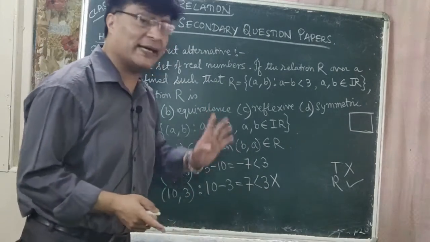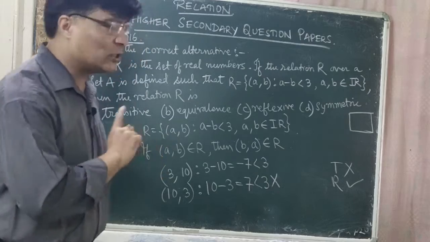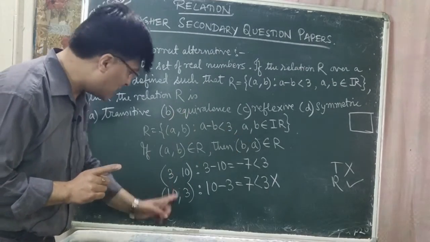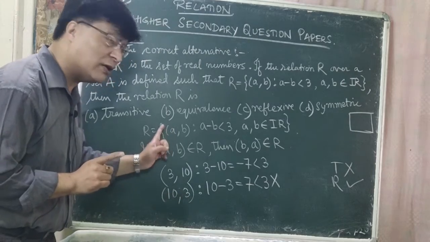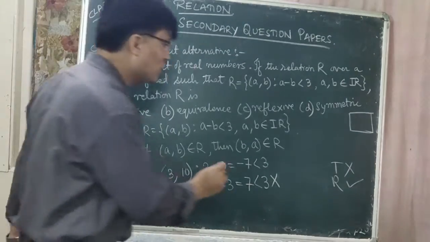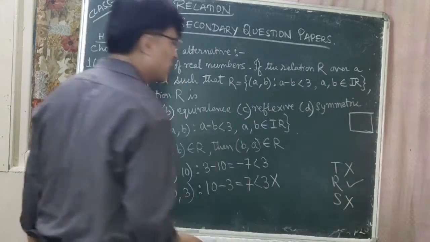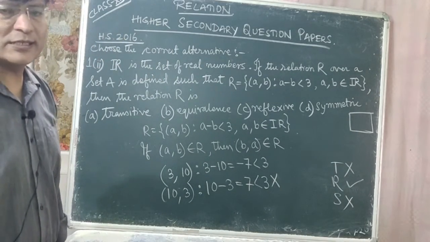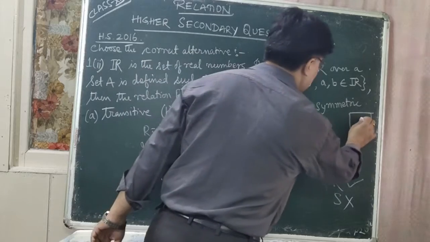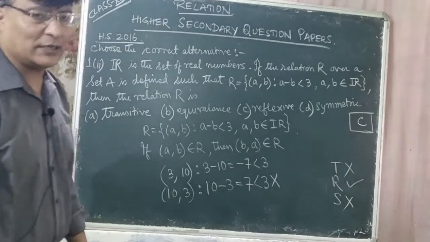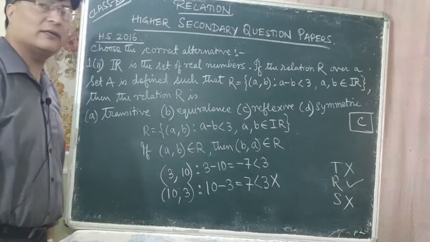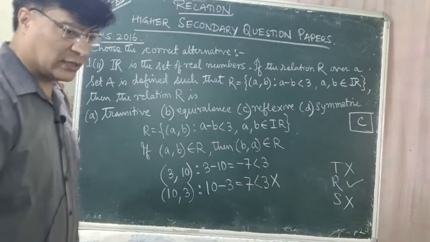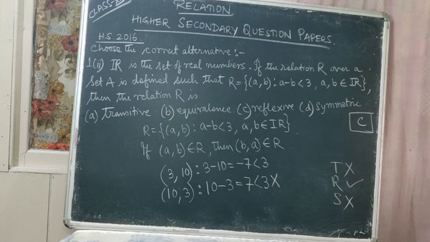But less than 3 did not come. So what is this? Not symmetric. 3 comma 10 belongs to the relation R, but 10 comma 3 does not belong to this relation R. So it is not symmetric. But which is the correct option in this case? C, that is reflexive relation, is the correct option in this case. So I think you have understood it. So you can copy it. Now we'll do the next problem.